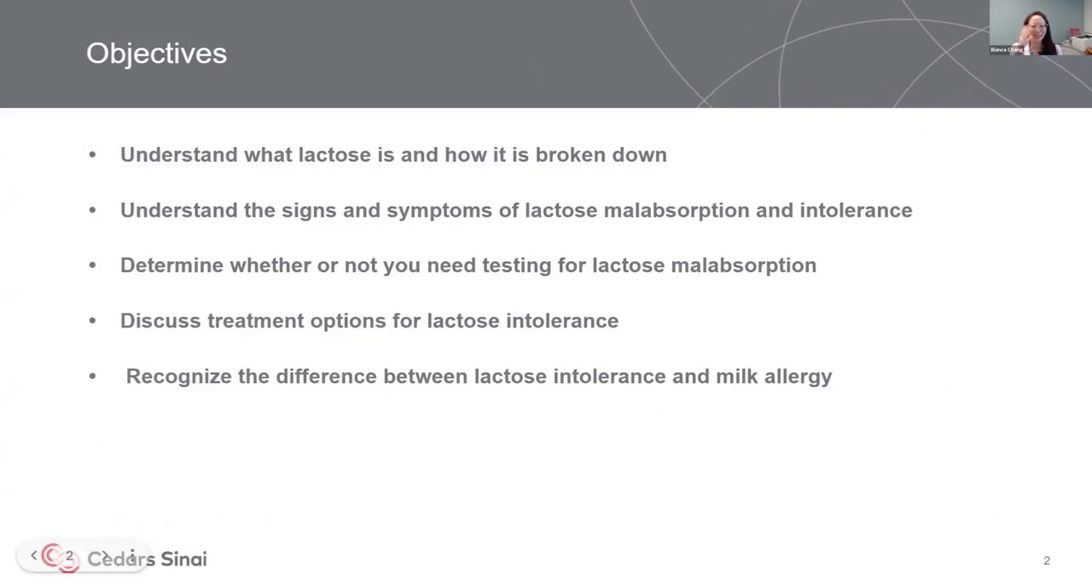So the objectives for this talk are to understand what lactose actually is, what kind of disaccharide it is and how it's broken down, understand the signs and symptoms of lactose malabsorption specifically and intolerance, determine whether or not you actually need testing for lactose malabsorption. We can discuss treatments for lactose intolerance, and then finally recognize the differences between lactose intolerance and an actual allergy to milk.